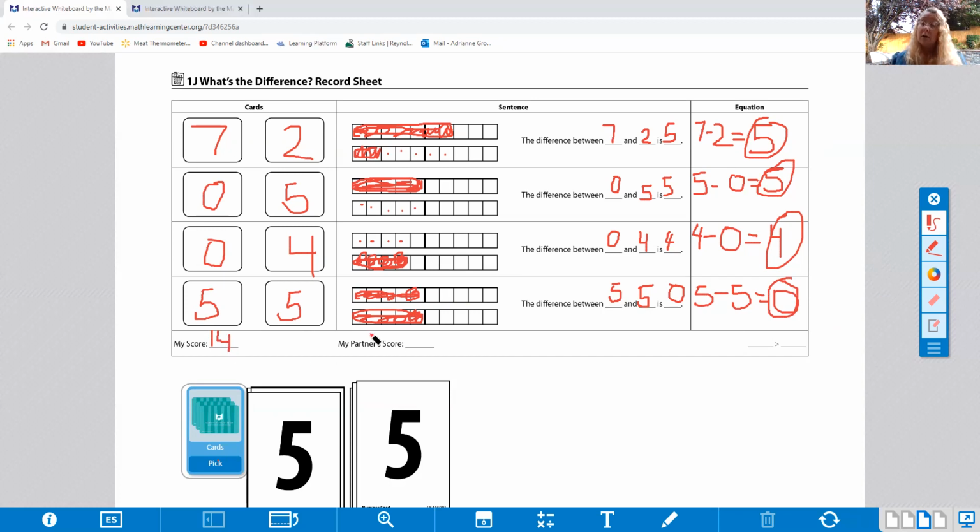Let's say my partner got a score of 16. We didn't see what my partner got. If my partner got 16, then we put his score here and say 16 is greater than, do you see Math Monster right there, is greater than 14. There we go. And that's how you play What's the Difference?